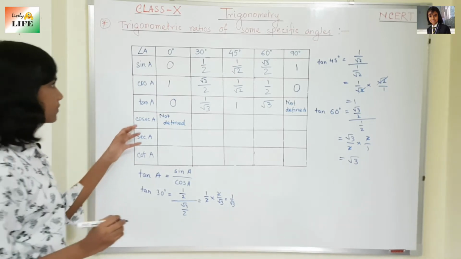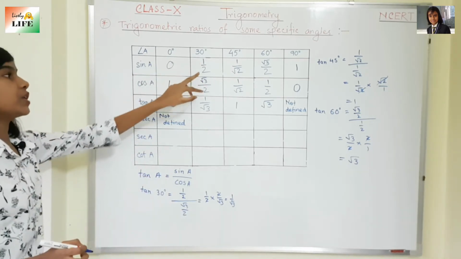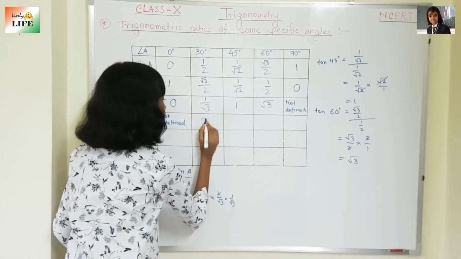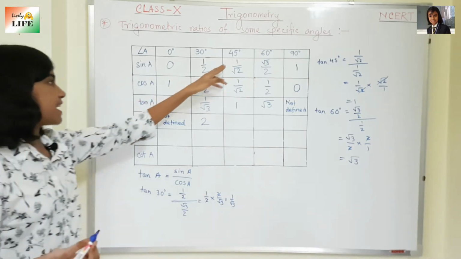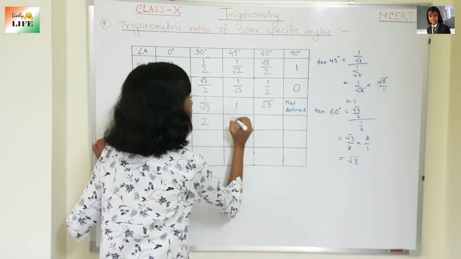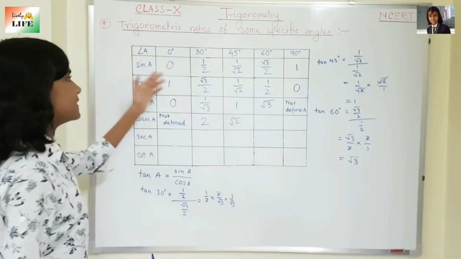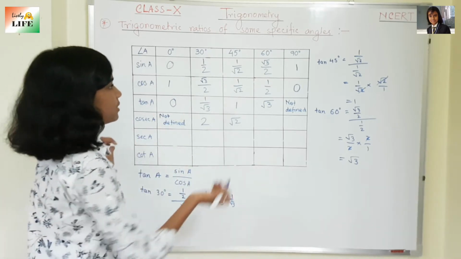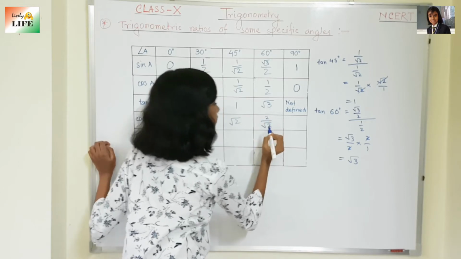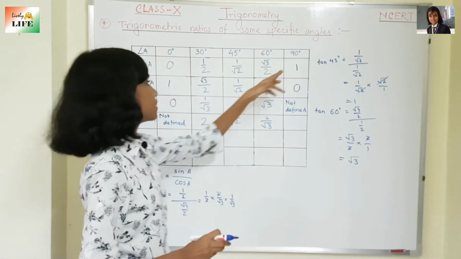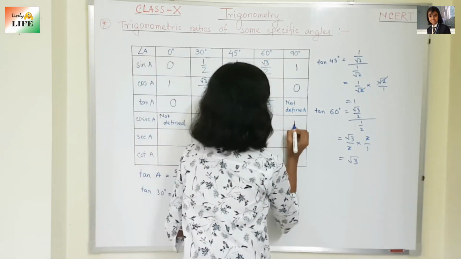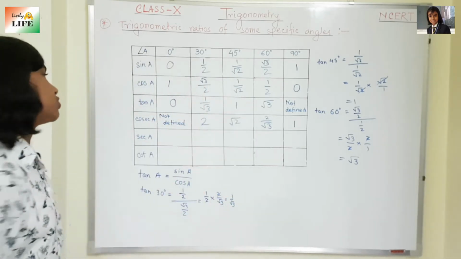Okay, then sin 30 was 1 by 2, so it will be the reciprocal, which is 2 by 1, means 2. Over here sin 45 was 1 by root 2. So again it will be only root 2. The reciprocal of 1 by root 2 is root 2. Then sin 60 was root 3 by 2. It will be 2 by root 3. Okay. Then sin 90 was 1. So the reciprocal of 1 is always 1.